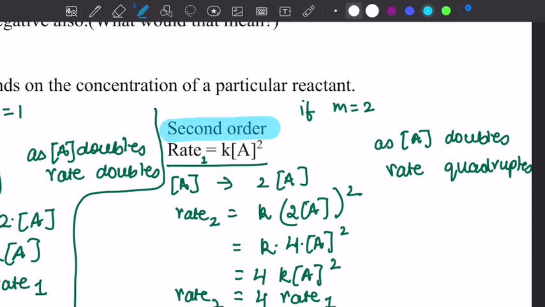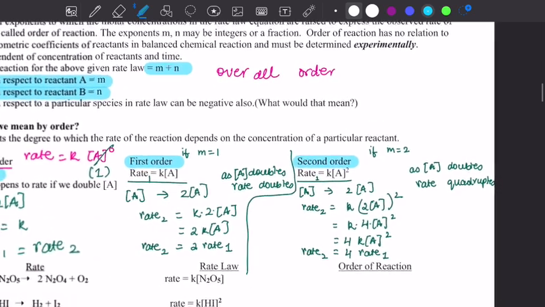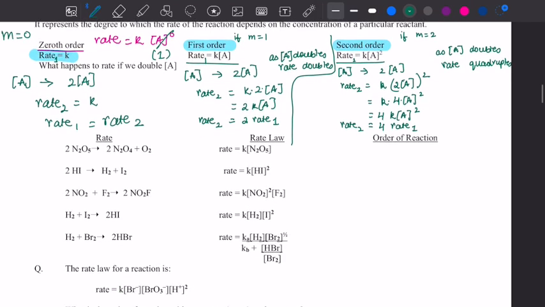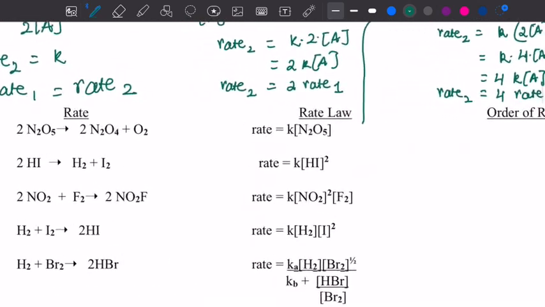Okay, so order is telling you how much impact the change in concentration of that reactant has on the rate of the reaction. Okay, that's all it is saying. So the thing to keep in mind again is that order has to be determined experimentally, it does not come from the balanced chemical equation.